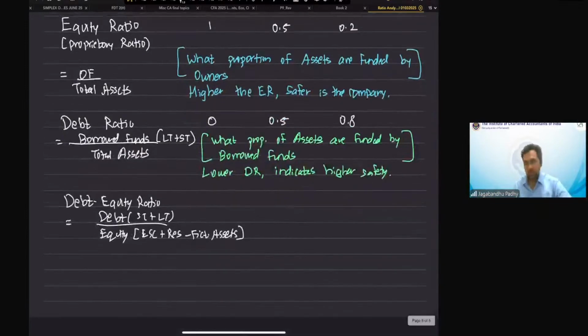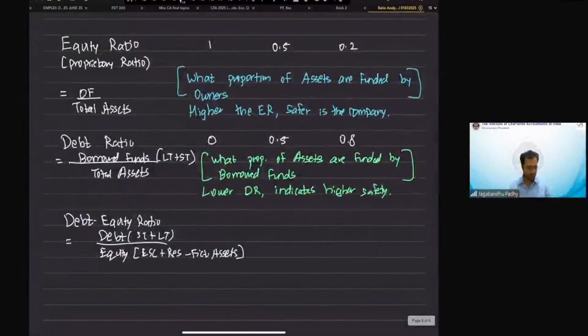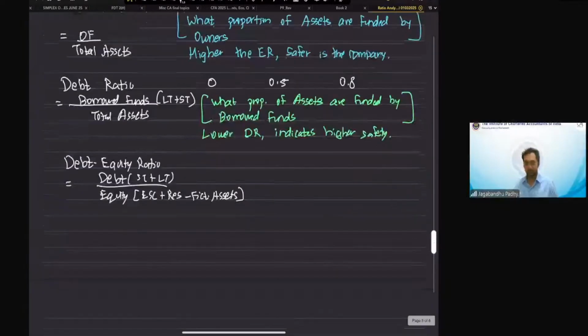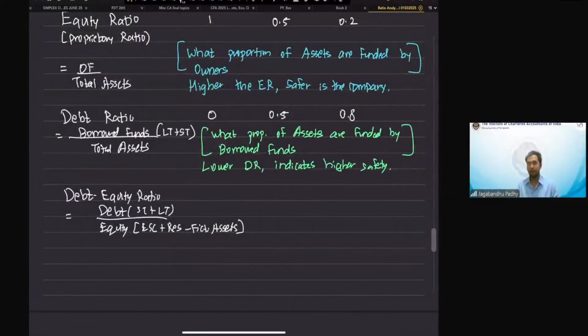Do we understand what is a fictitious asset? What is a fictitious asset? What do you mean by fictitious assets?